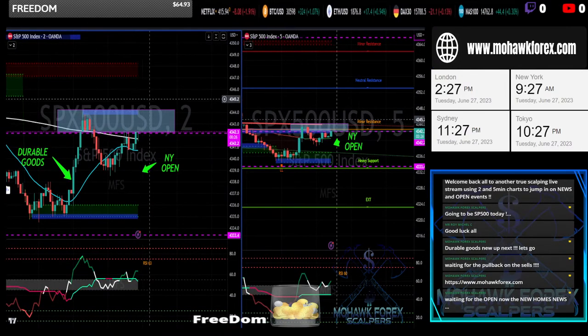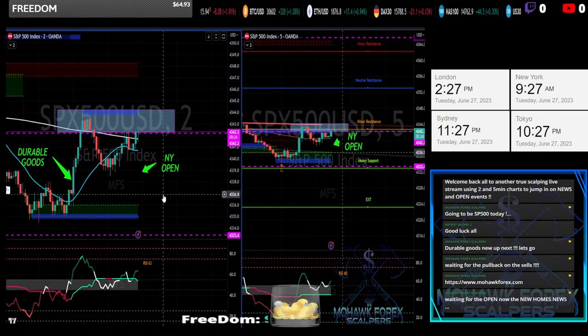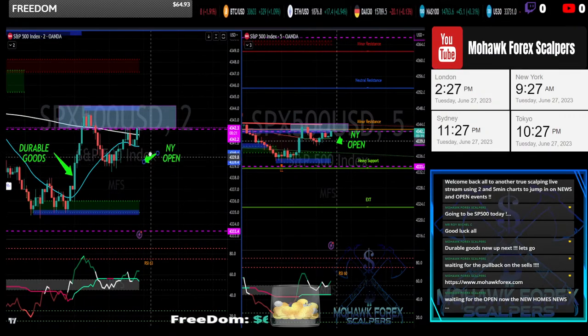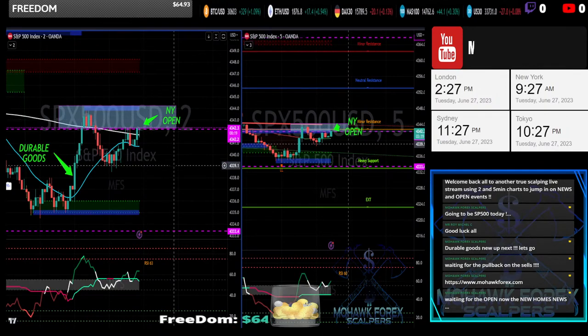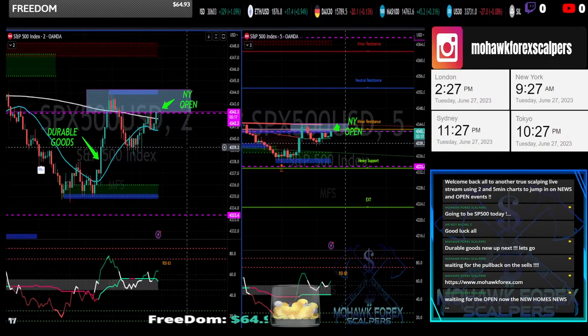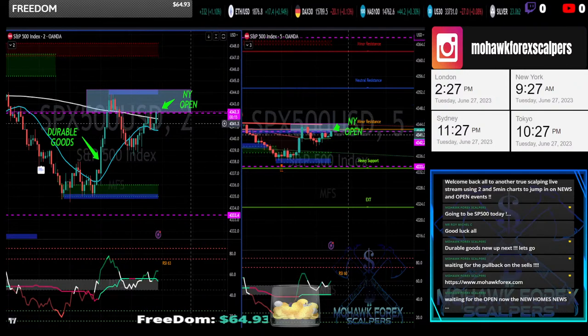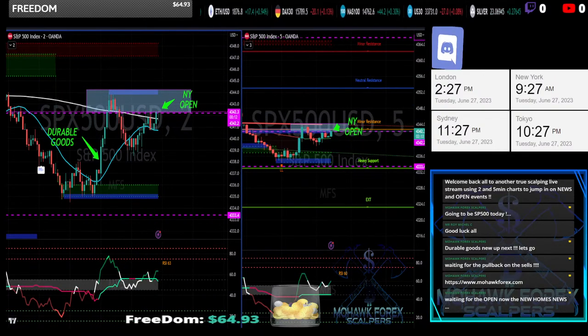Market's pushing up into that zone. Look, we're going to see a nice double top. Let's move it up here now. We're going to see a push up into the zone and we're going to see a pullback. Love it.